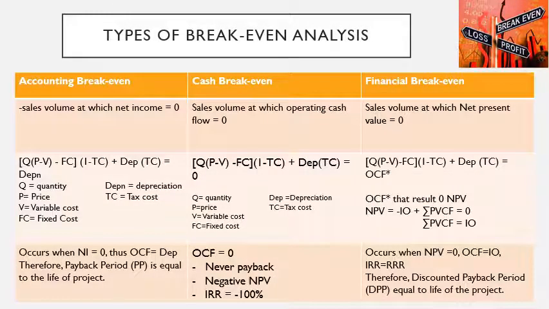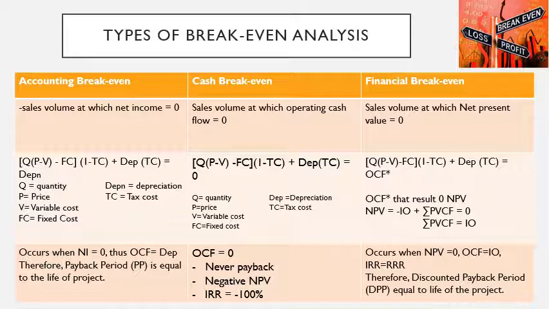Basically we have three different types of break-even analysis with different formulas. For accounting break-even, it is the sales volume at which net income equals 0, and when net income equals 0, based on bottom-up OCF, OCF equals depreciation.